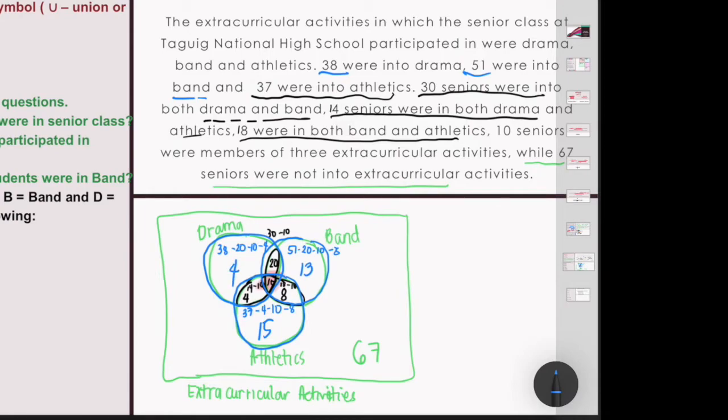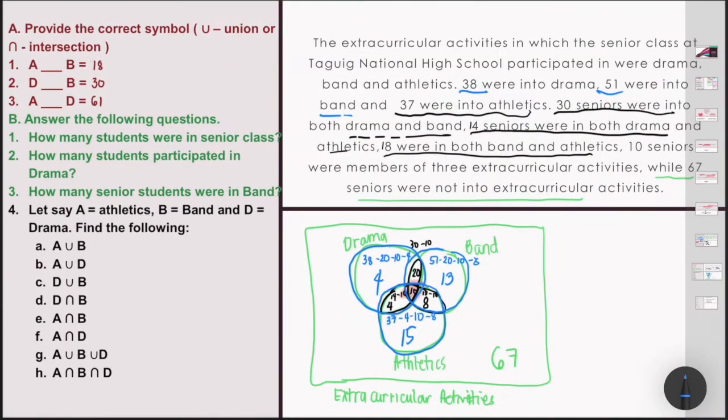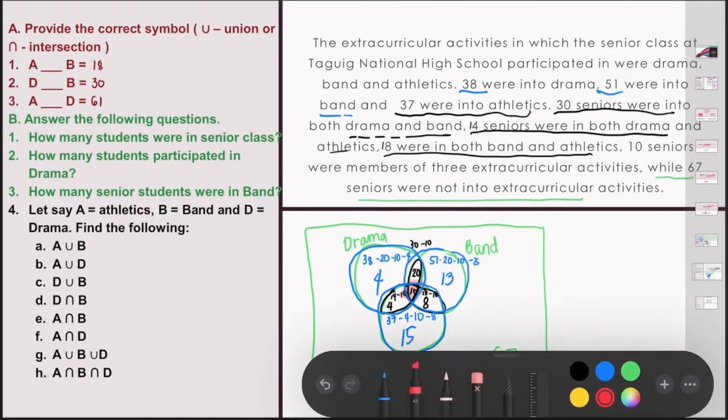Now, let's try to answer these problems. Okay, you have there A for athletics, B for band, and D for drama. And there are 18 for this. So we have to identify if it is the union or intersection of A and B. So take a look at our 2 circles, the A and the B.